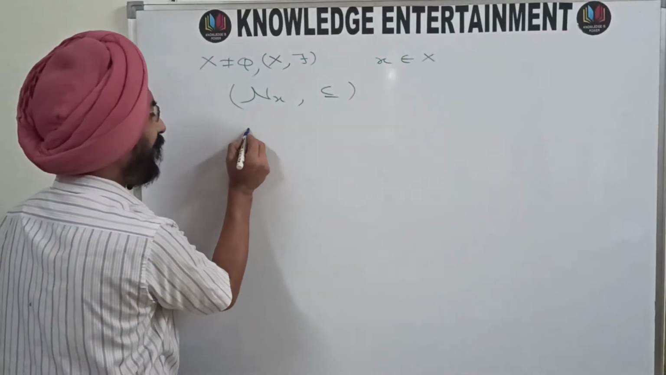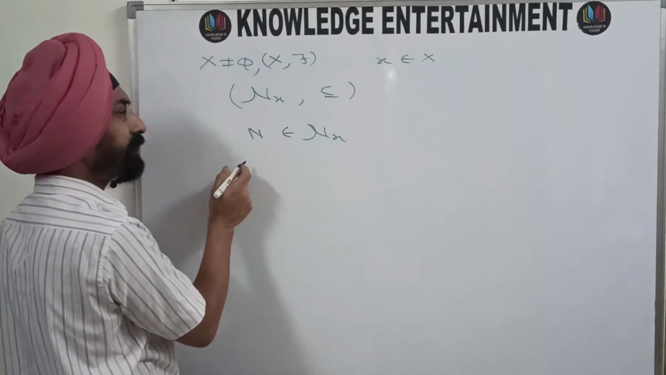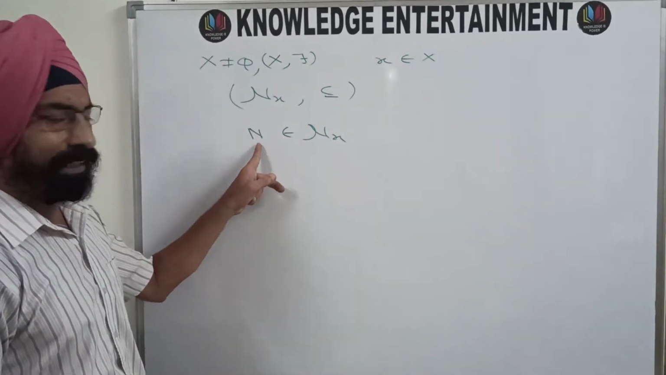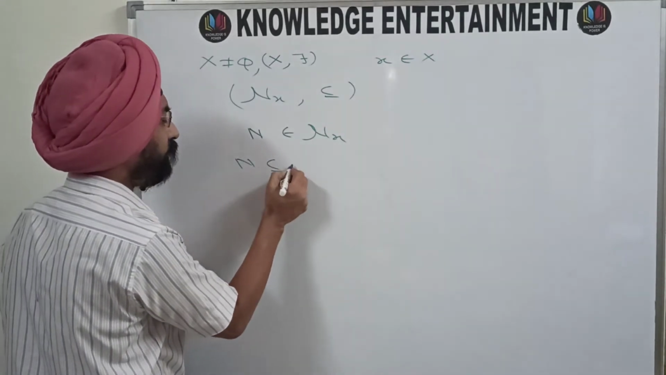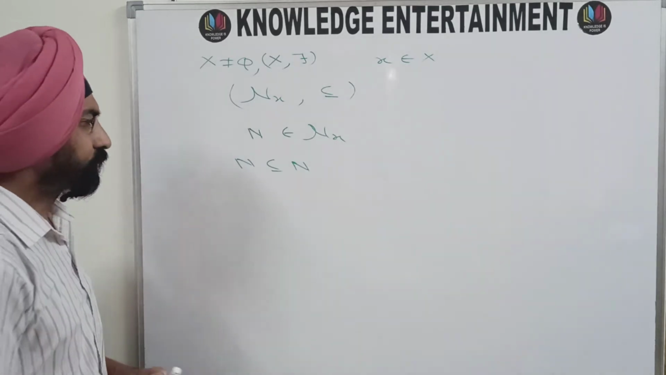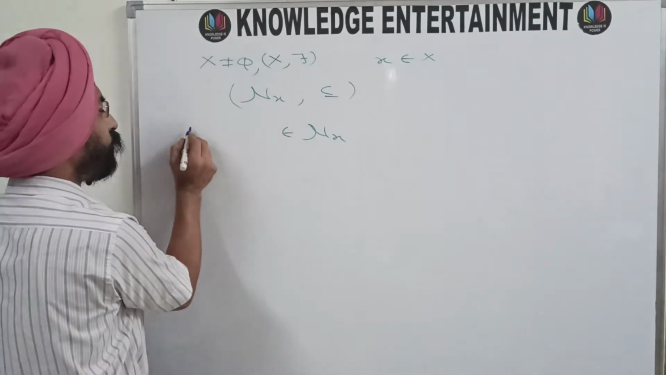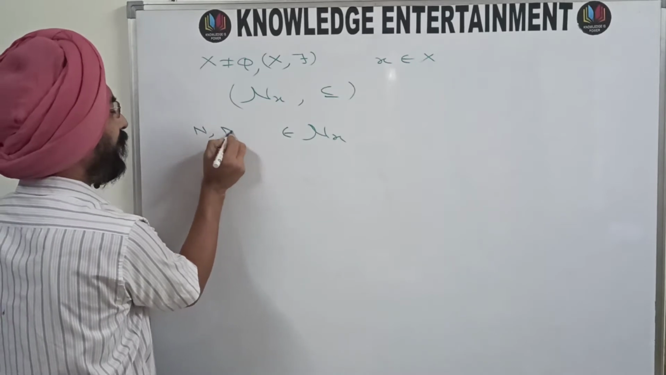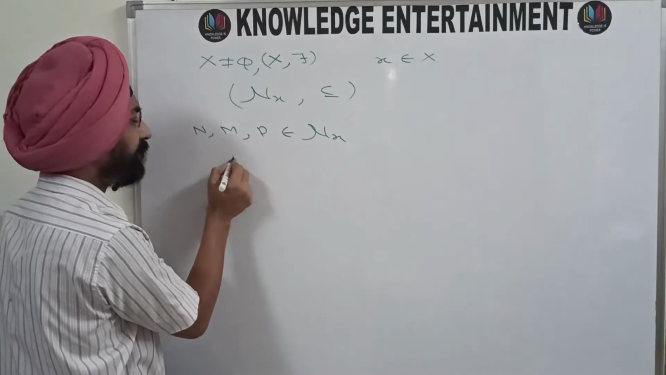If N is any neighborhood of X, that means N is an open set containing X, then N is a subset of N without any doubt. It is always true.